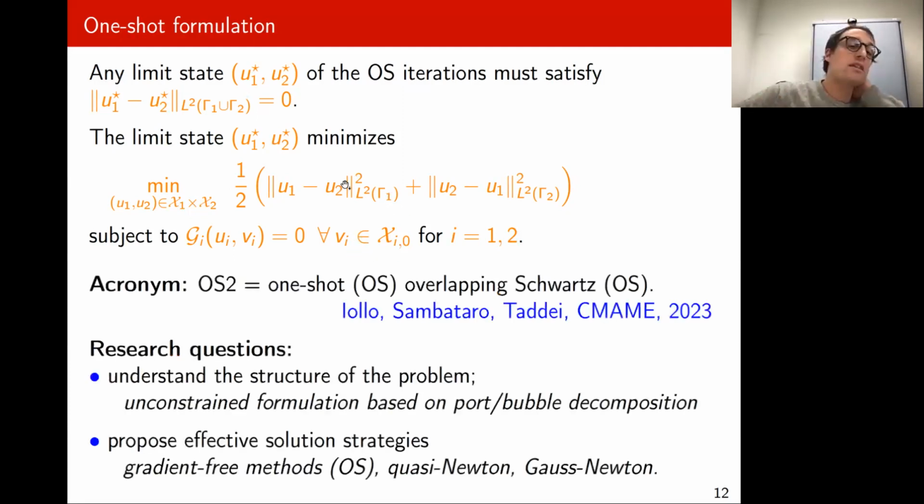So if now we look at this, we start with this formulation, we call it the one-shot overlapping Schwarz method, OS2. And instead of considering the overlapping Schwarz, we would like to directly consider the minimization problem, which is solved by the same limit state as the limit of the overlapping Schwarz. The obvious questions that we would like to address are to understand the structure of this optimization problem and to come up with possible effective solution strategies to solve it in the presence of model reduction.